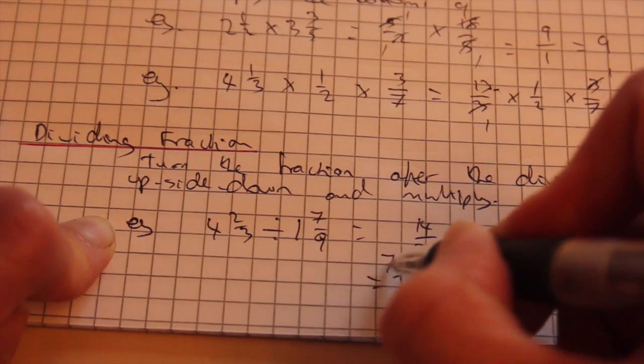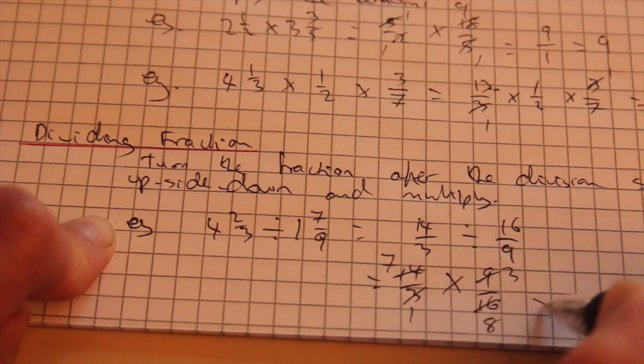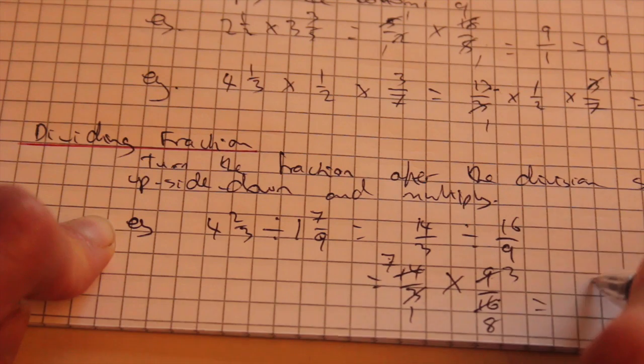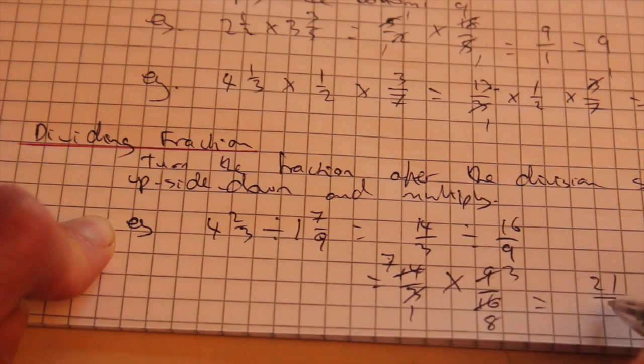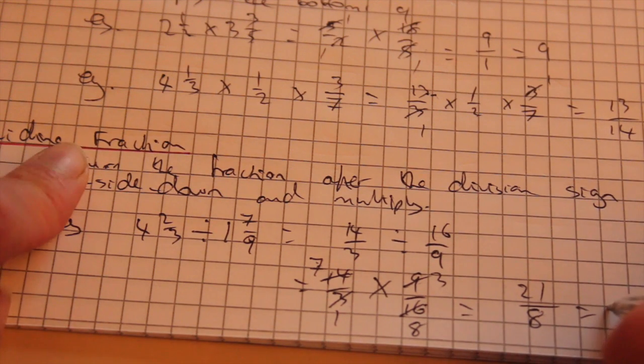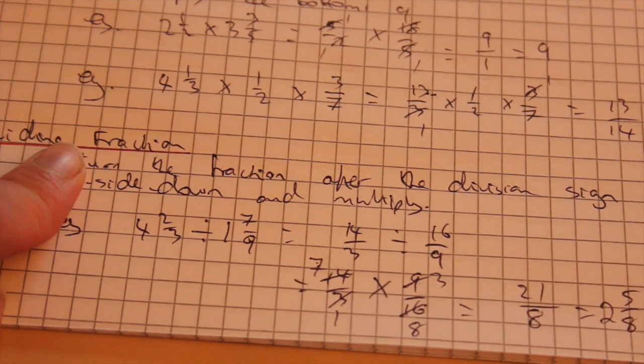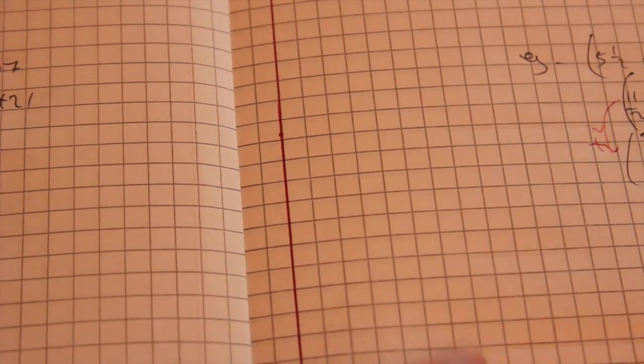2 into 14, 2 into 16, giving me 3 times 7 is 21. 1 times 8 is 8. Break that down. So 8 goes into 21 twice, with 5 left over. I'll do another one of the division ones, just to check. I think that's all understood.